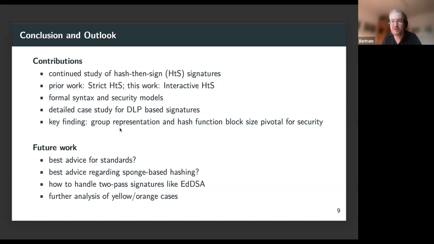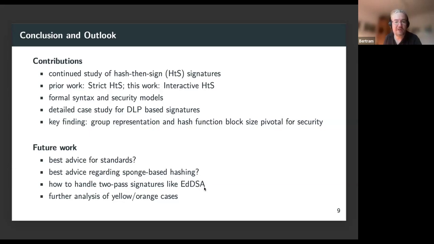hash functions. That is because in sponge-based hash functions, the permutation is invertible. So even after running one iteration of the permutation, you could undo this. So you need at least one more iteration of the hash function. So it's not clear exactly how to do this in the SHA-3 case.